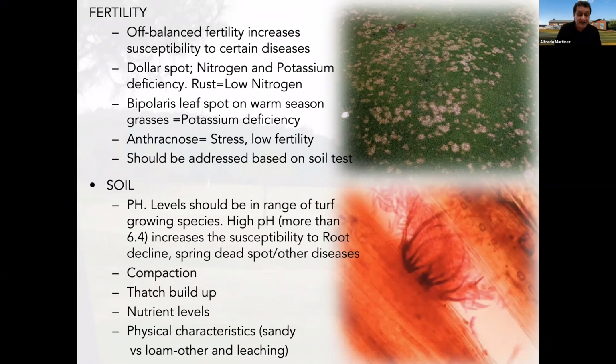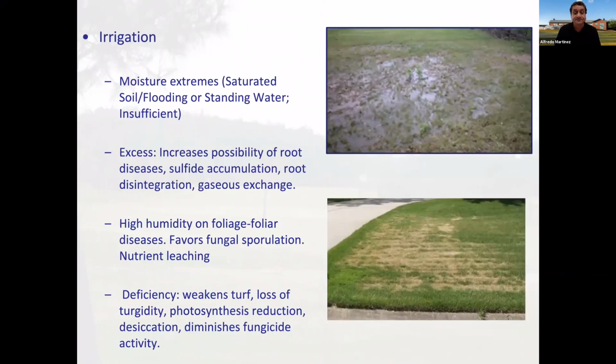Nutrient levels, physical characteristics. If it's too sandy, maybe put some organic matter. If the soil is too hard, maybe you have to change it a little bit with some core aeration and some sand topdressing, things like that. So those are very important aspects.